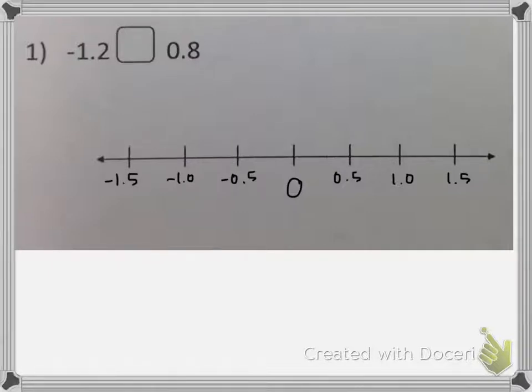So I need to place negative 1 2/10 on my number line. So I see the negative 1, and that's going to be somewhere in between negative 1 and negative 1 1/2. So I'm going to put a dot right there to represent negative 1 2/10.